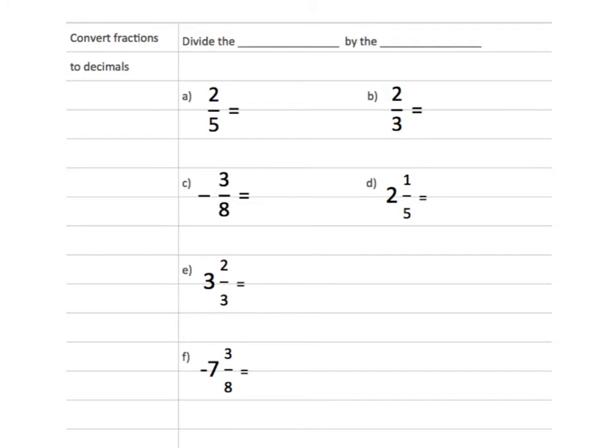Next, we're going to convert fractions into decimals, and this should be something you guys have done before. To do it, all you're going to do is divide the numerator by the denominator. So here we would do 2 divided by 5, and we would get 0.4.